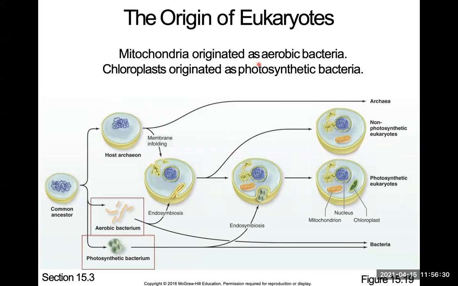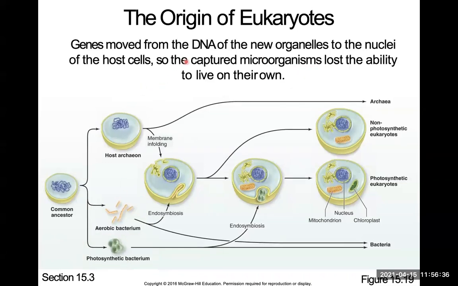So mitochondria originated as aerobic bacteria, chloroplast originated as photosynthetic bacteria, and genes moved from the DNA of new organelles to the nuclei of host cells. So these got engulfed, and then they lost the ability to live on their own. So what I'm trying to say is today, because they are in a symbiotic relationship, if we take away this mitochondria from this eukaryotic cell, it wouldn't be able to live, or chloroplast. So now they're codependent on each other. They cannot live on their own any longer.